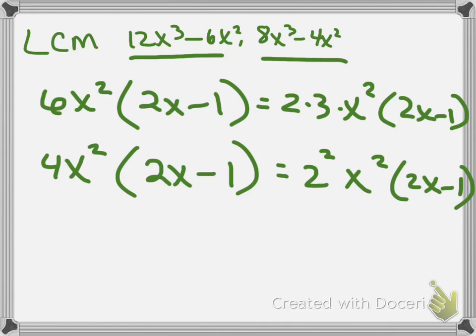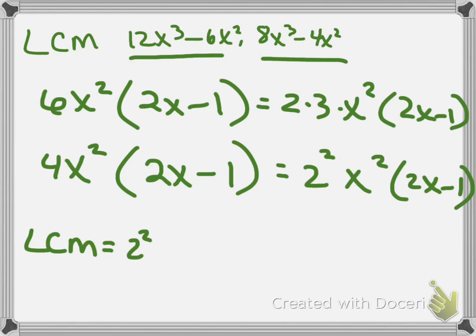Okay, so we're going to compare now. Wait a minute. Wouldn't it... No, you got it? Yeah, you're right. Okay. So now we're going to compare our 2's. Which is the highest, 2 or 2 squared? 2 squared. Okay. So our least common multiple will have 2 squared.